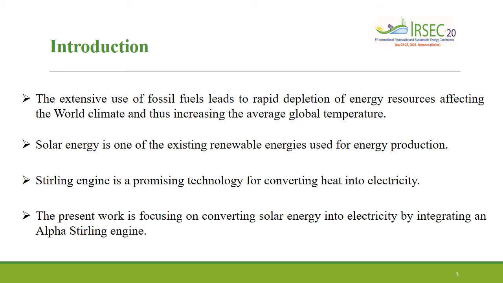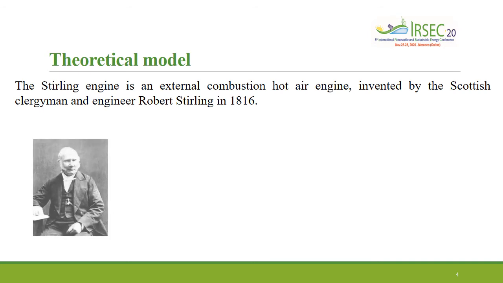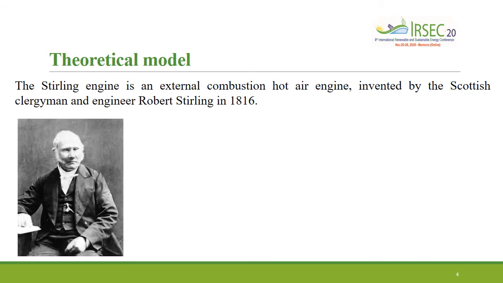multi-objective optimization, knowing that the literature is focusing on modeling only beta and gamma types. Stirling engine is a special thermal motor thanks to its capability to operate with external combustion, given the opportunity of using renewable energies. It was invented by the Scottish engineer Robert Stirling in 1816.